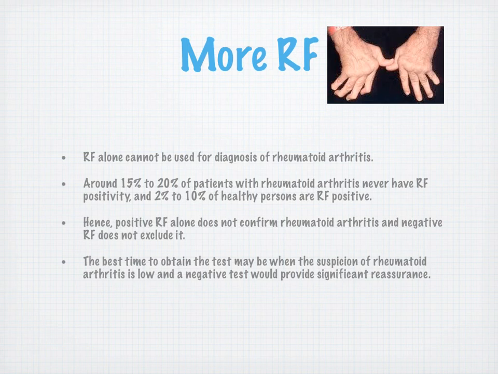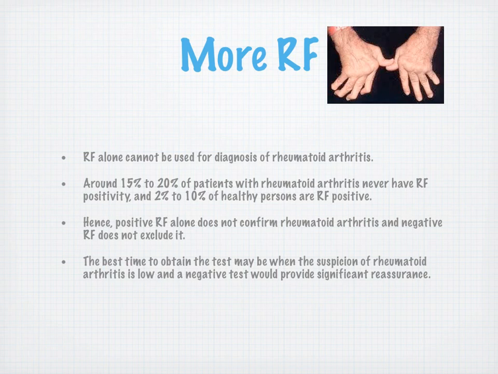So we don't use rheumatoid factor alone to diagnose rheumatoid arthritis because 15 to 20% of patients with rheumatoid arthritis never have RF positivity. They're seronegative, and 2 to 10% of healthy people have RF positive on a laboratory value. That doesn't mean they have rheumatoid arthritis. So a positive RF alone does not confirm RA, and a negative one doesn't exclude it.